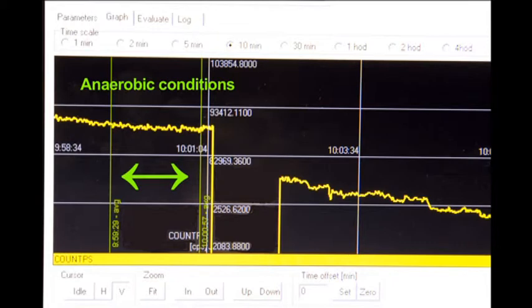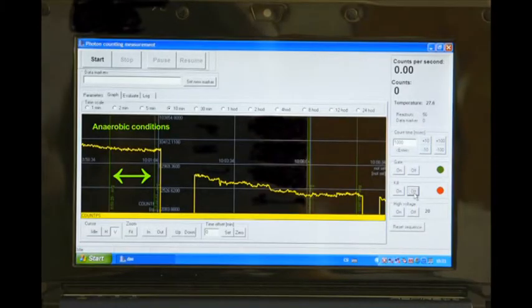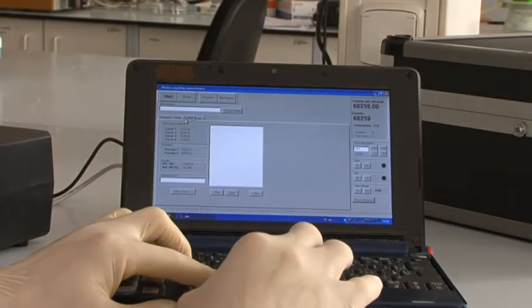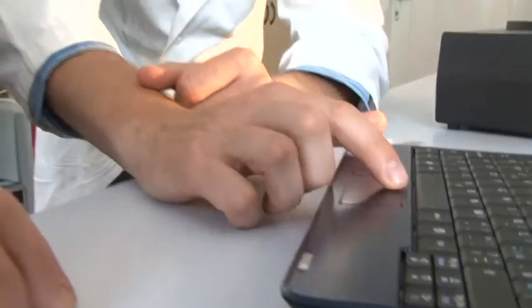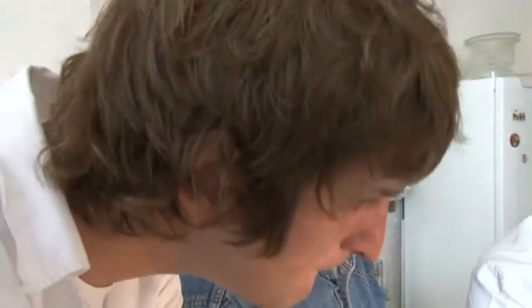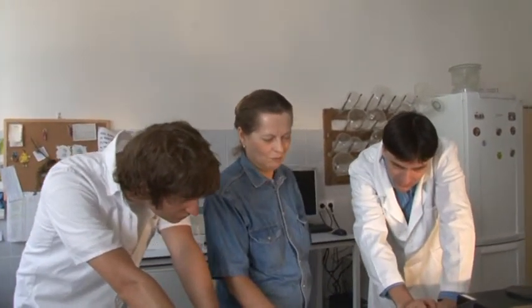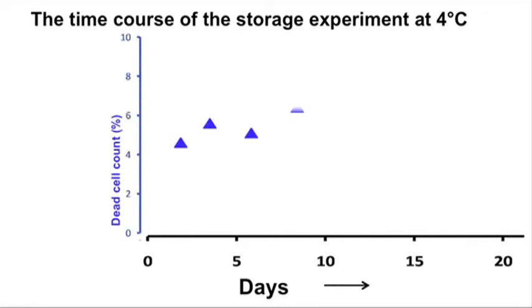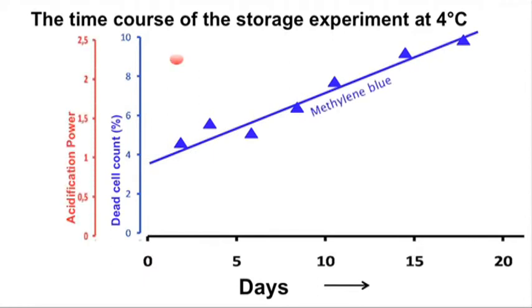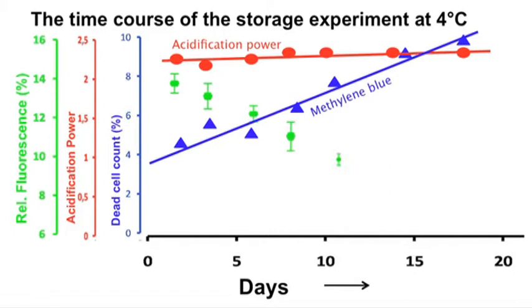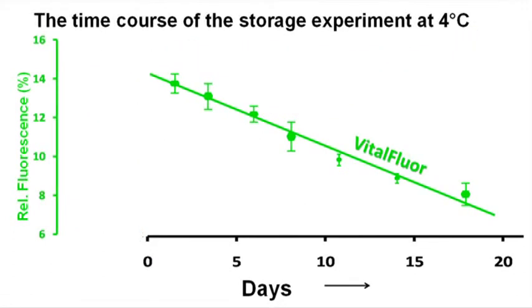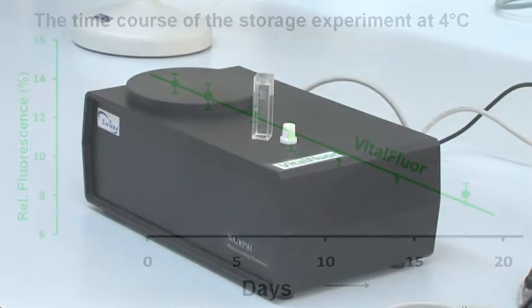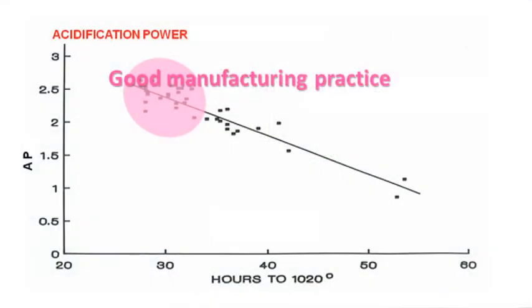VitalFluor automatically calculates the difference between the fluorescent intensities in the anaerobic and aerobic states. This difference is proportional to the yeast vitality. During cold storage, the yeast viability decreased from 5 to 9% of dead cells. The acidification power test remained almost unchanged, while VitalFluor registered the drop of yeast viability the most reliably. Yeast vitality estimation using VitalFluor outperformed the existing methods, especially at the low dead cell count common in good manufacturing practice.